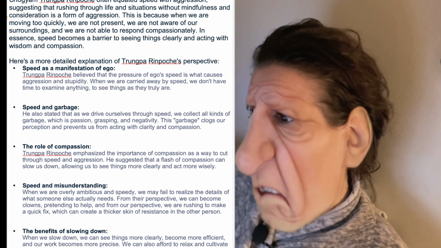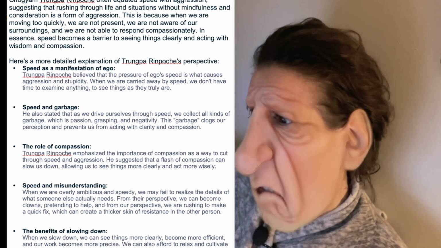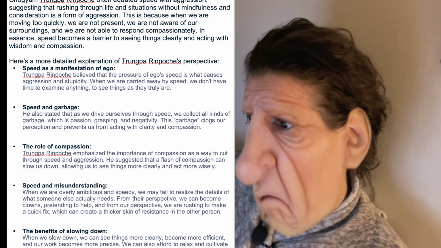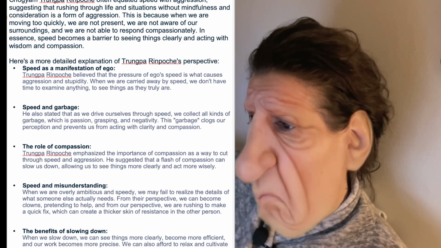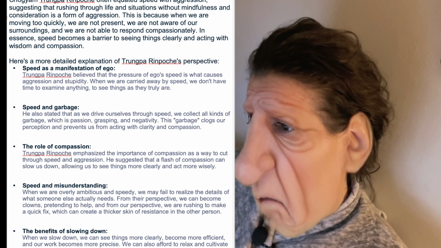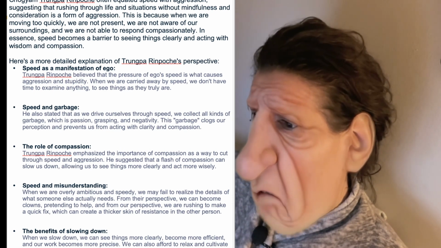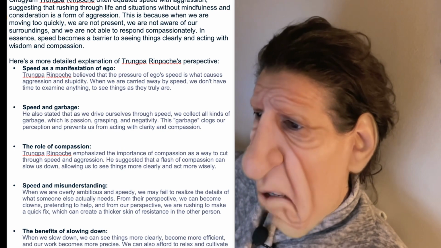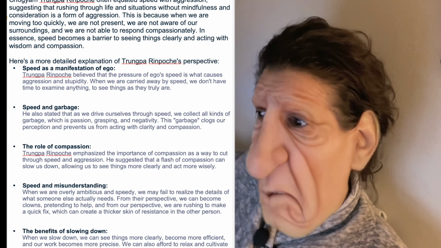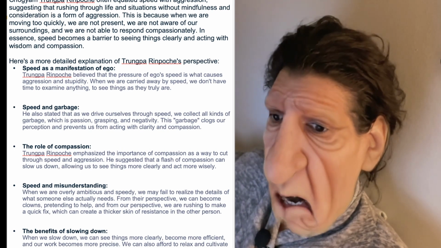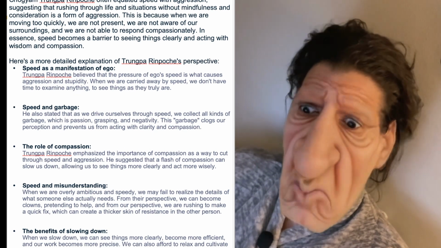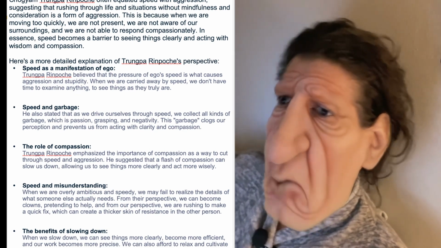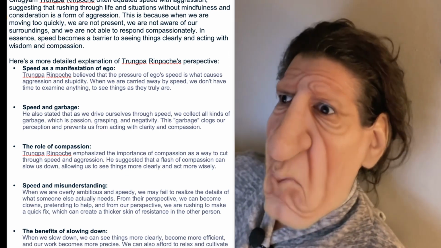Here's a more detailed explanation of Trungpa Rinpoche's perspective. Speed as a manifestation of ego. Trungpa Rinpoche believed that the pressure of ego is speed. The pressure of ego speed is what causes aggression and stupidity. When we are carried away by speed, we don't have time to examine anything, to see things truly as they are. That's the truth, because you're just running, just like go. Like you just gotta go. You gotta, oh, come on, hurry up, get out of the way. Everyone, get out of my way, everyone.